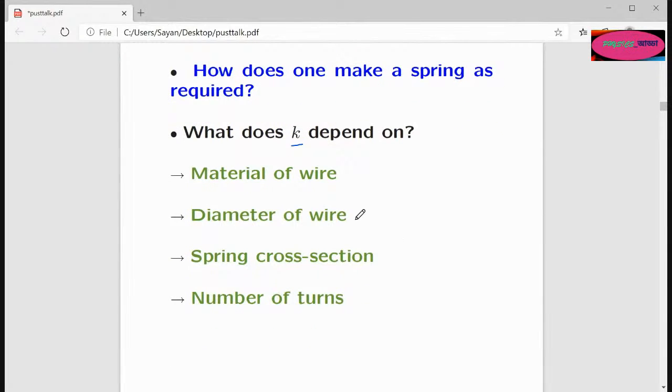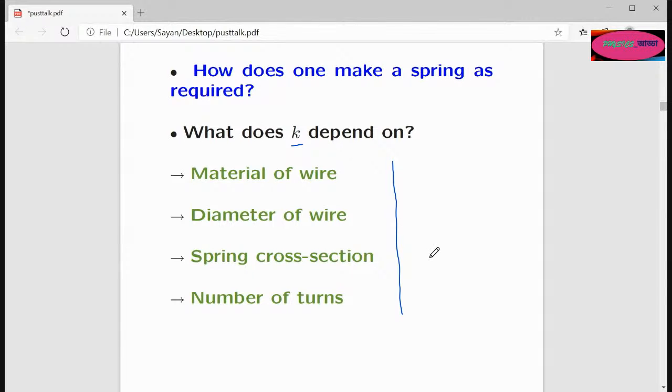And of course, it depends on the material with which you make the spring. It depends on the diameter of that wire which you use to make the spring. It depends on the spring cross section, which is usually circular. And it depends on the number of turns. So these are the four things that are necessary to understand what K depends on: the material of the wire, the diameter of the wire, the spring cross section, and the number of turns.